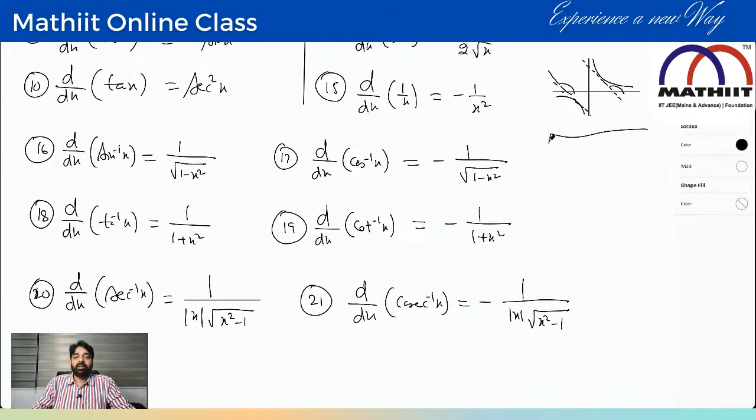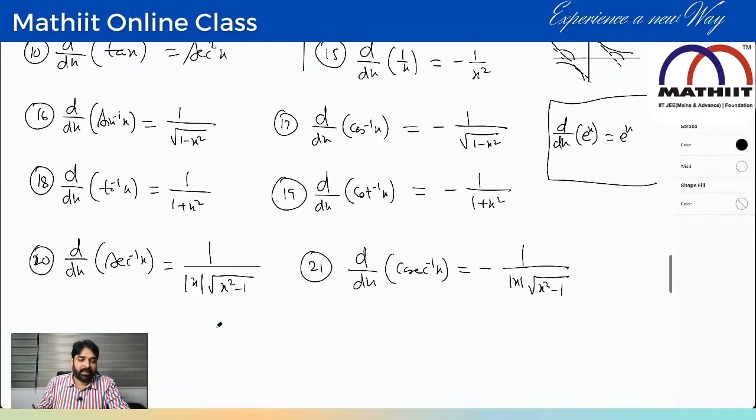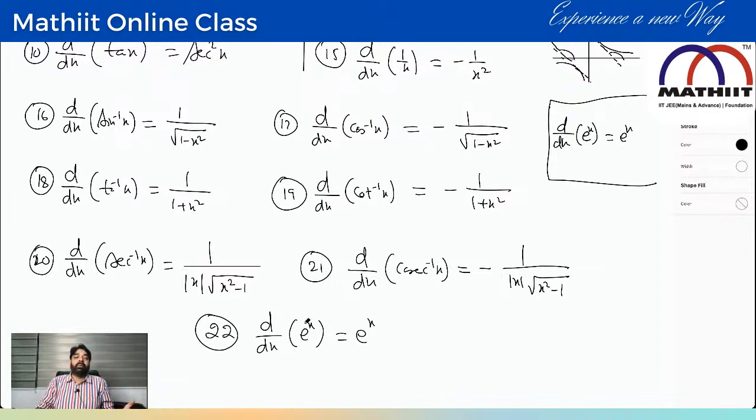In this, everything I'm not writing as a formula will be a waste of your time. Suppose somebody says this is also something they learn as a formula: d by dx of e power x equals e power x. This is a special formula, let's write it also. You see, the application of this is very high. d by dx of e power x equals e power x. e power x is a function that never gets affected by differentiation or integration.